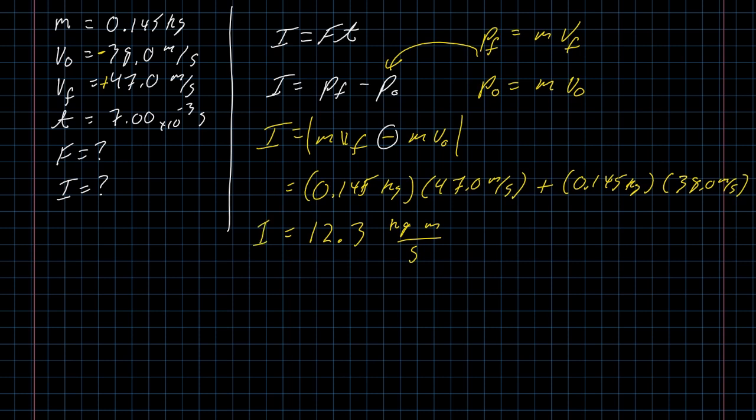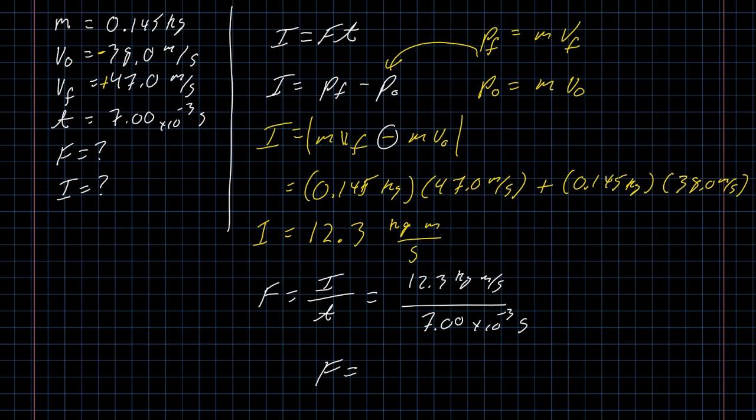And then from here, we can go back to the other equation. If impulse is force times time, that means that force itself is impulse divided by time. So 12.3 kilogram meter per second divided by the time, which was 7.00 times 10 to the negative third seconds. Always be careful punching scientific notation into your calculator. Depending on how your calculator works, division can do some really weird things.